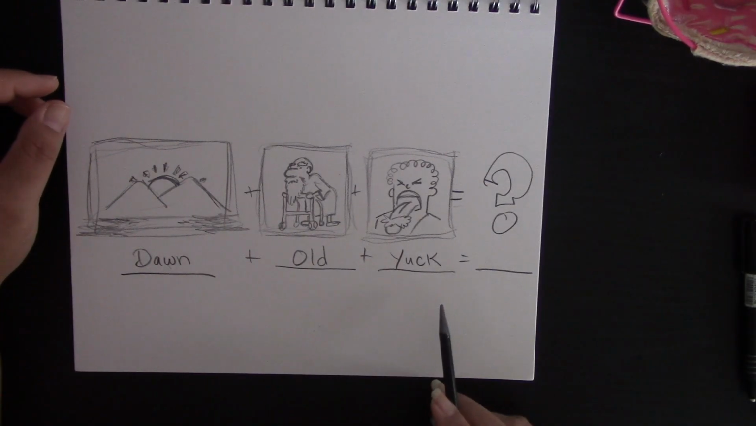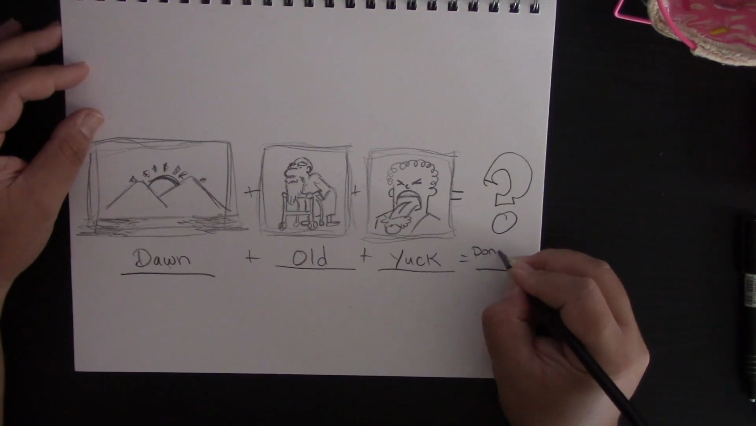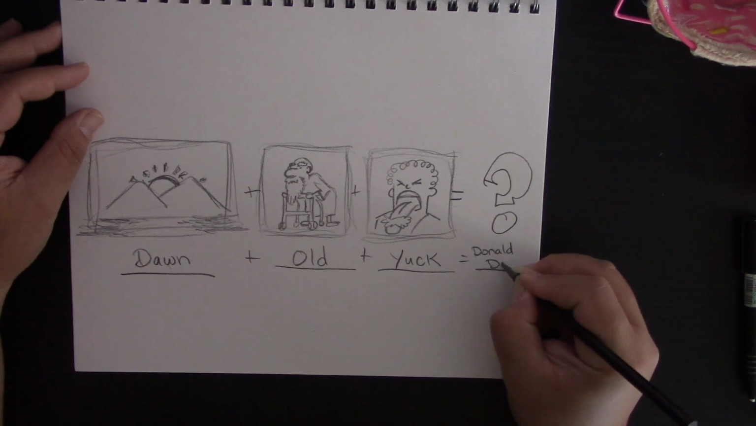So if I put these 3 words together, what do you think the answer is going to be? Dawn, old, yuck. Dawn, old, yuck. Get it? You get the answer? So my rebus's answer was Donald Duck.